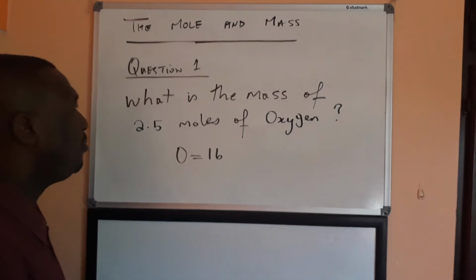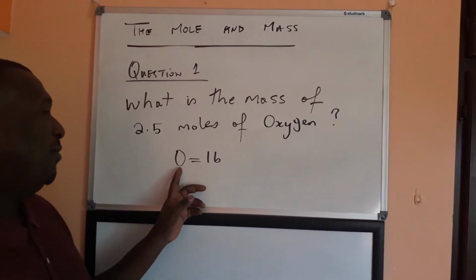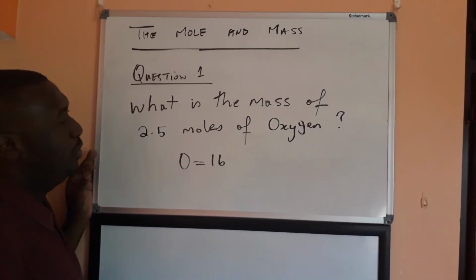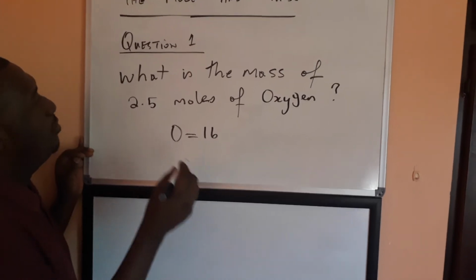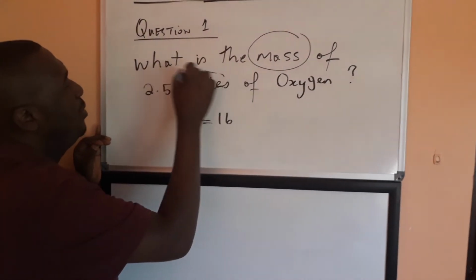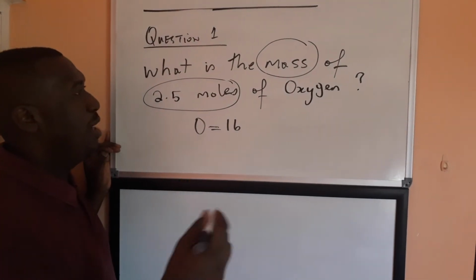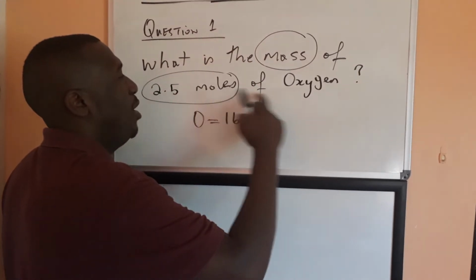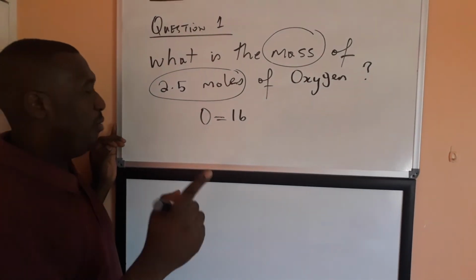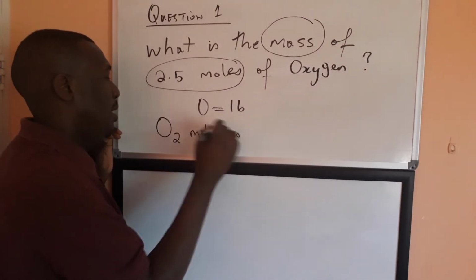Let's look at this question. What is the mass of 2.5 moles of oxygen? The relative atomic mass of oxygen is 16. So, if we look carefully, we can figure out the relationship that this is asking us about. It says, what is the mass? So we need to determine mass, and we are given moles. Now that relationship between mass and moles is given by the molar mass. So we must know the molar mass of the substance that is being talked about. And this substance is oxygen. And the first thing that we must know is that oxygen exists as O2 molecules. Okay? That's how oxygen exists.